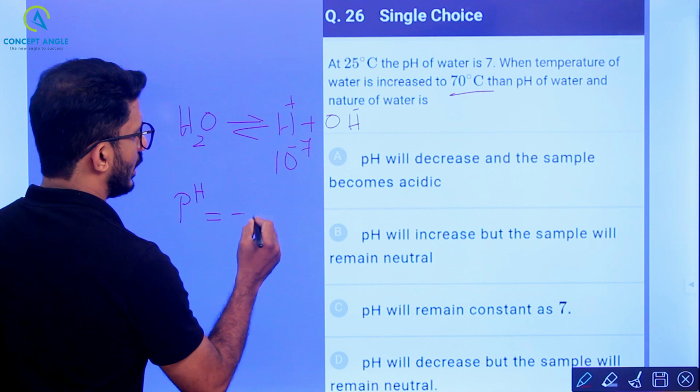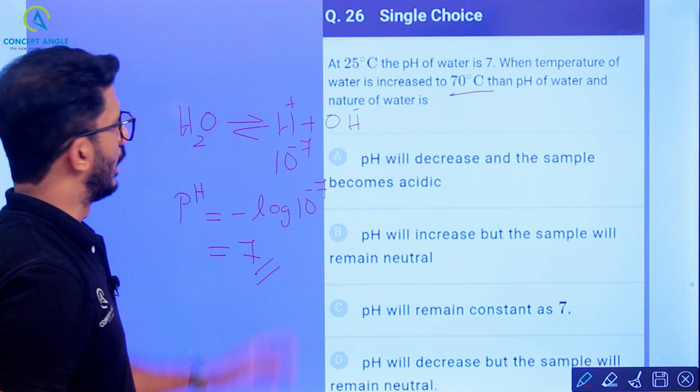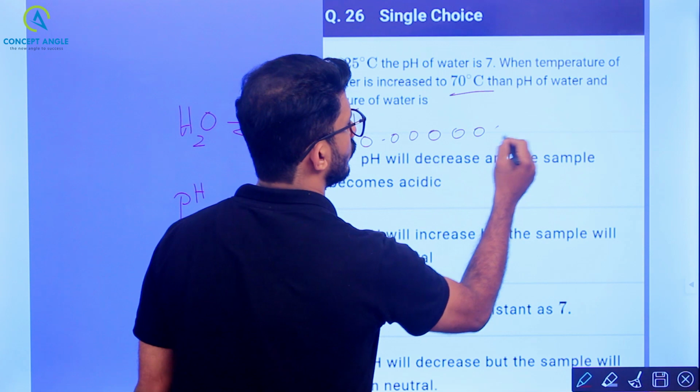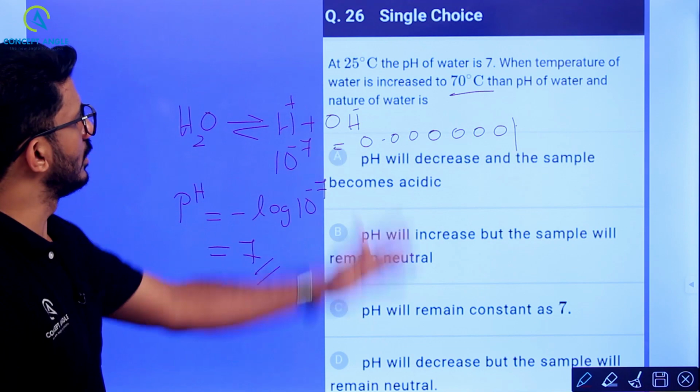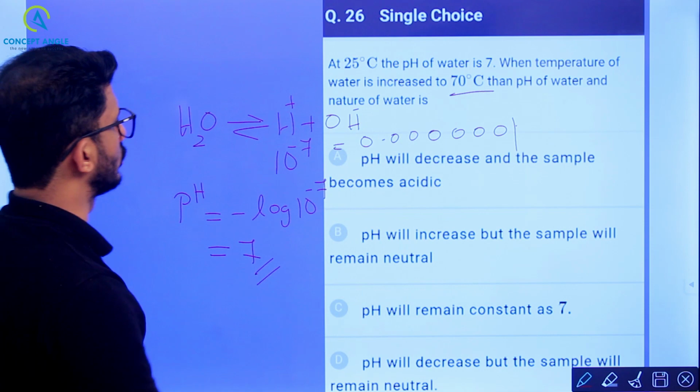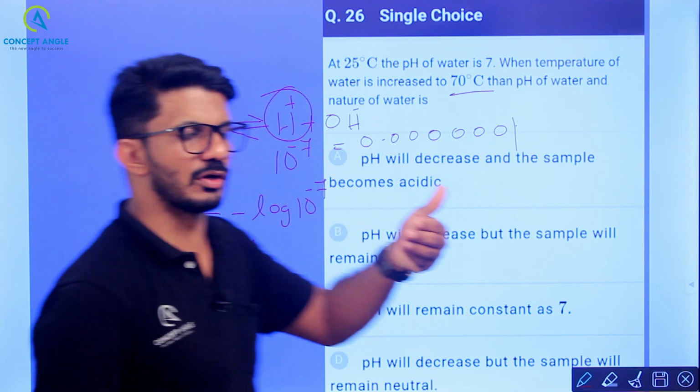That is 10^-7, you know, that is 0.0000001, with 1 2 3 4 5 6 zeros after the decimal point, so that many decimal places. When the temperature is increased, the degree of ionization increased, more H plus will be produced. When the concentration of H plus ion increases, acidity increases.